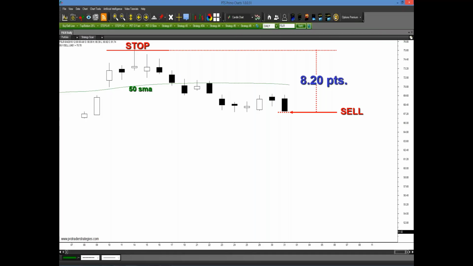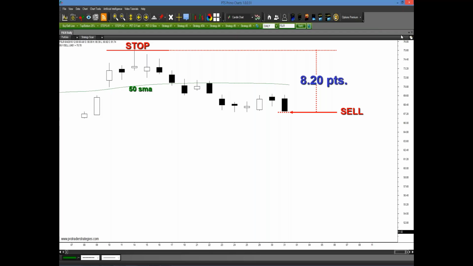Now you have to ask yourself, and this is even prior to getting into the trade, could I afford to risk 8.20 points? Do I have a big enough account size, or can I sleep at night losing 8.20 points? If you decide realistically that, yeah, that's fine, I can risk that, that's not a big problem for me, great.